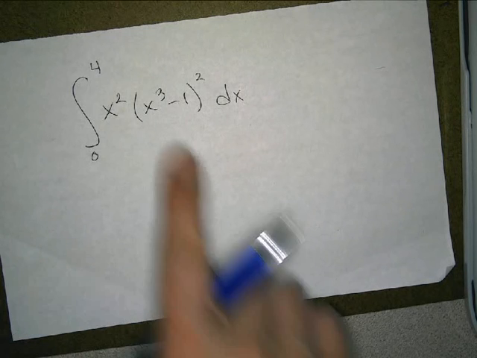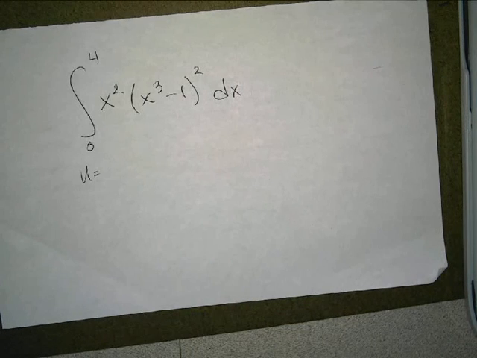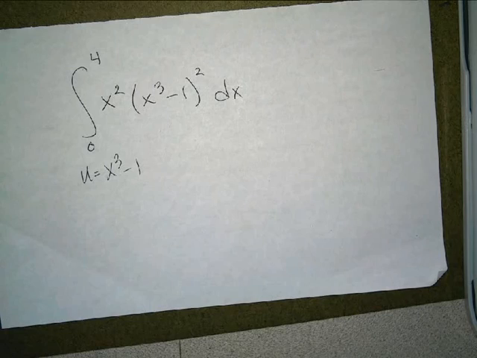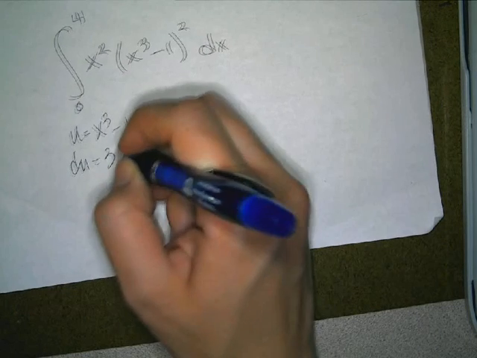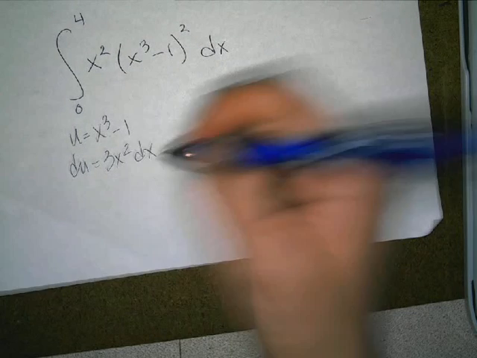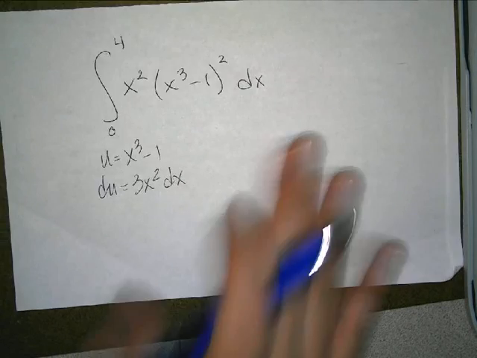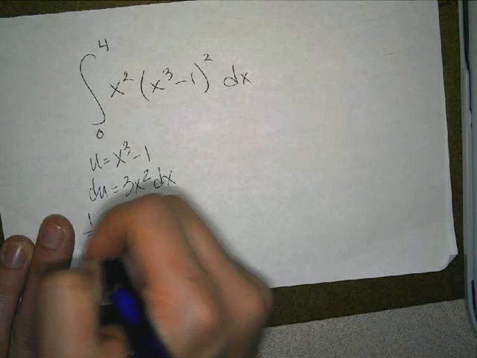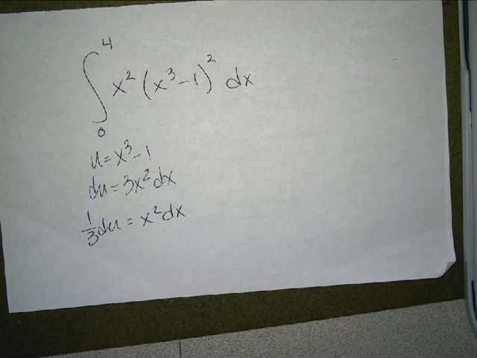So this is going to use substitution. And Brad, what would I let u equal here? x cubed minus 1. Okay. And then my du would be 3x squared dx, correct? I don't have a 3 up here at all, so I'm going to have to move that over. So I'm going to replace x squared dx with 1/3 du.